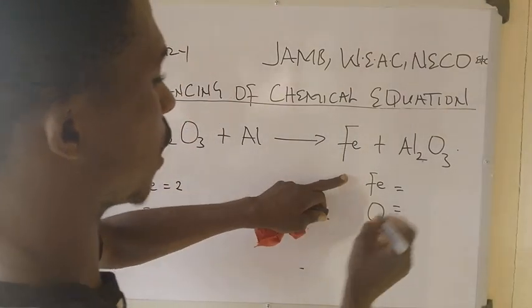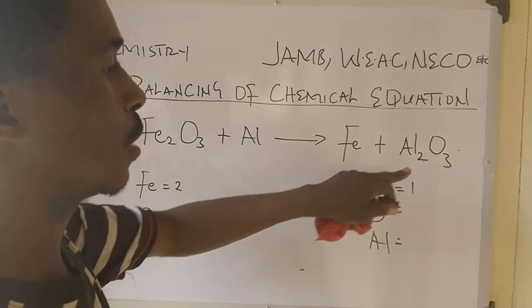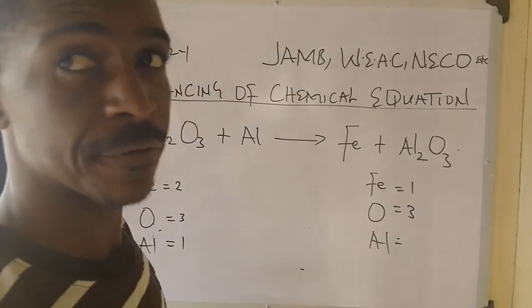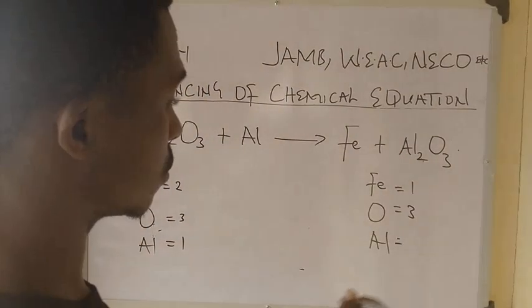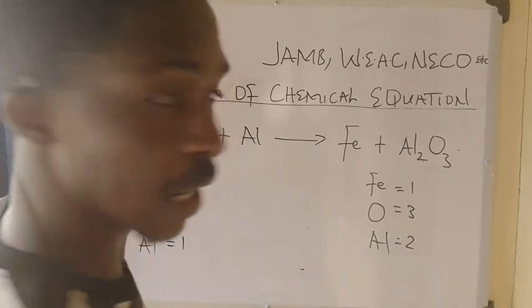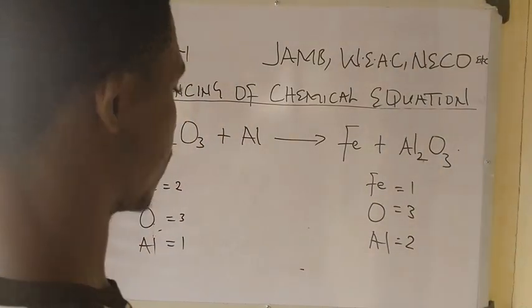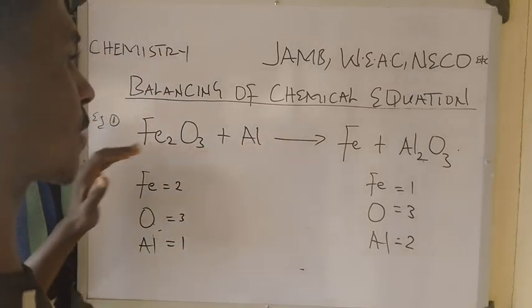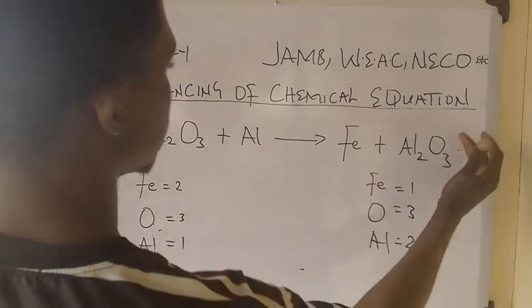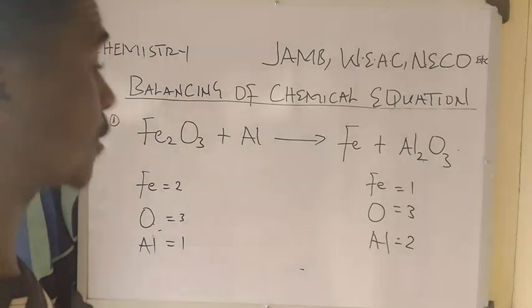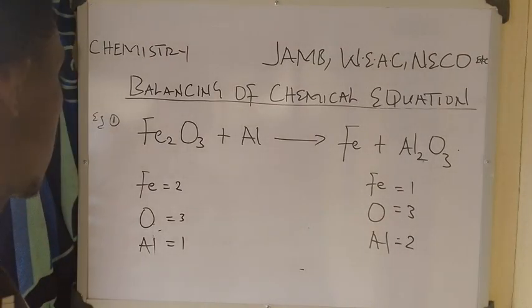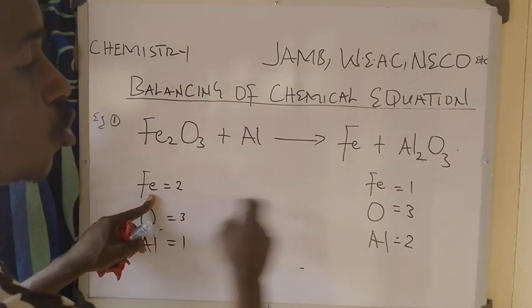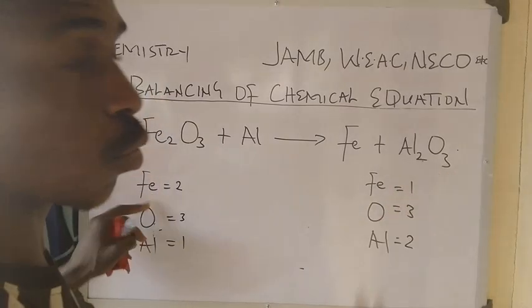So can we check this side? How many of these do we have? We have 1 here. This oxygen, how many do we have here? We have 3 here. Then the aluminium, how many are we having? We are having 2 on this side. So now, look at what we mean when we say what is on this hand side must be equal to what is on this hand side, right? Now, in looking at this, can you see that the iron here is 2, while on this side is 1.